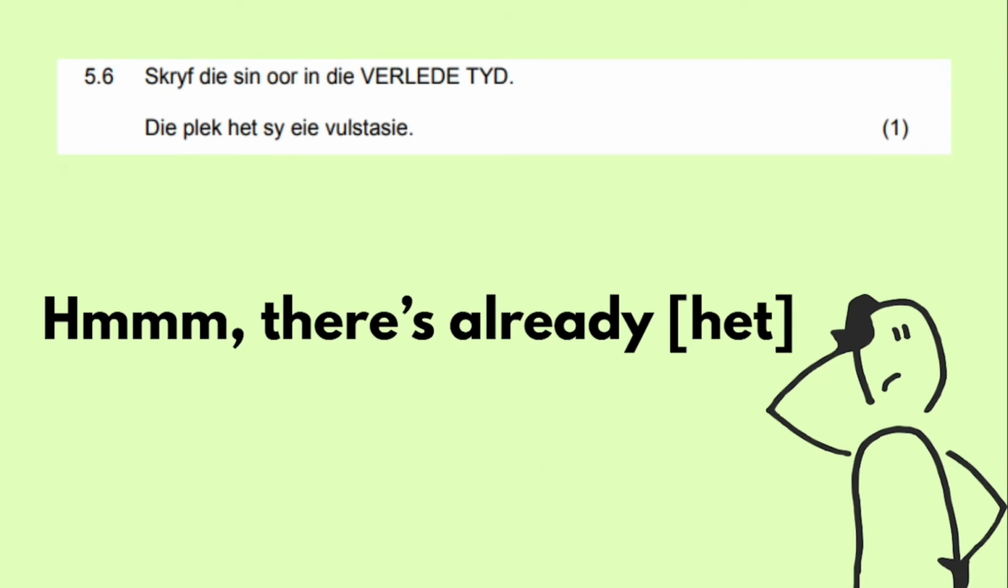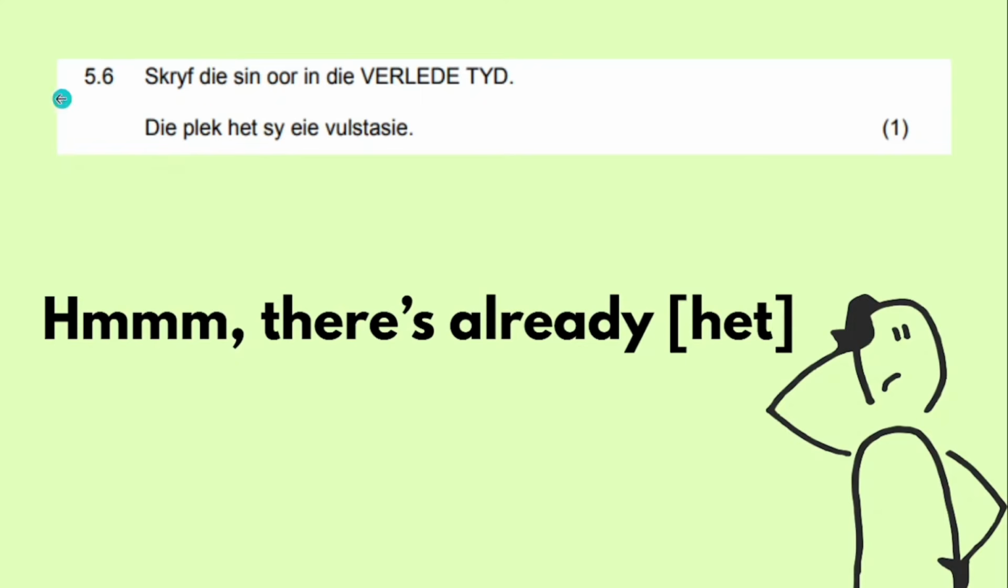Now we have a doozy, okay, because now this sentence already has het. Dum, dum, dum. What do we do now? So the question says, skryf die sin oor in die verlede tyd. Die plek het sy eie volstasie. So believe it or not, but this sentence is in the present tense. How do we know that? Because our past tense sentence requires two things, het and ge. This one doesn't have a ge, which means that something is wrong. So het in this context means has, not did something.